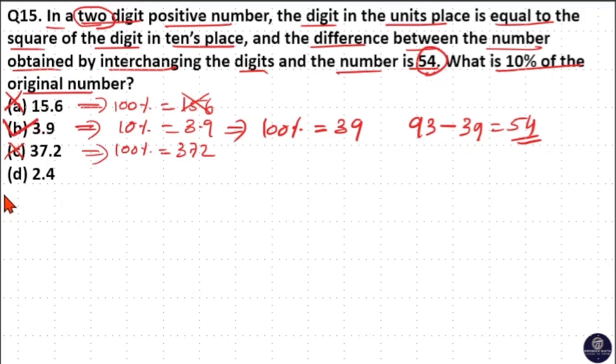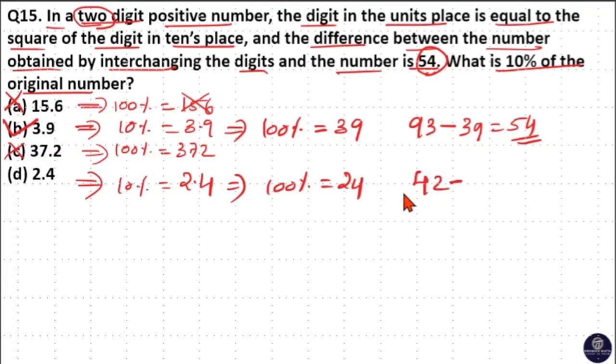Same way, if you verify option D, that is, if 10% is 2.4, that means 100% is 24. And if you interchange the number 24, it will be 42. And if you take the difference between 42 and the original number 24, it will not be equal to 54, it is just 18. So option D is also wrong. So this way, just by looking at the options, you can solve this question.